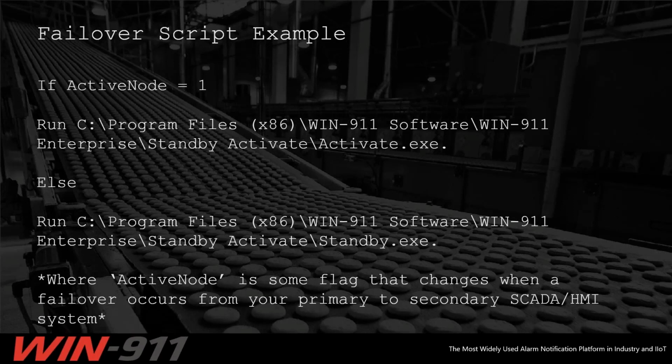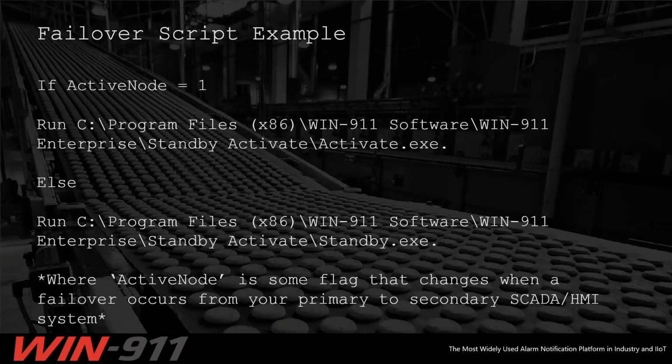But very basic example to show you really how simple this can be. So if active node equals 1, right? That active node is just a placeholder, by the way. If active node is on, then run, and this is the path to activate.exe. Else, run, and then the path to standby.exe, right?